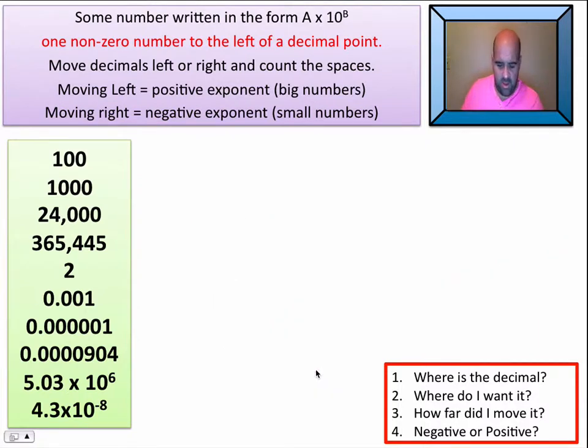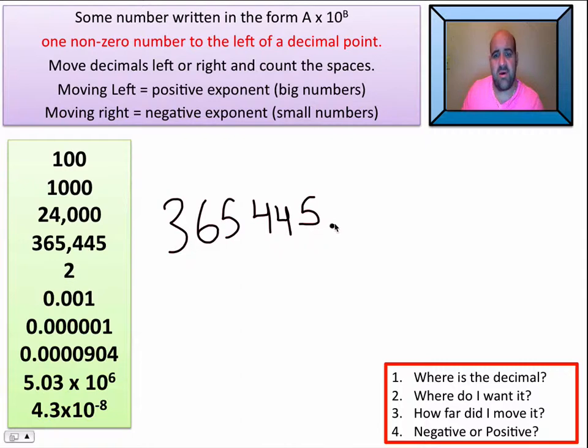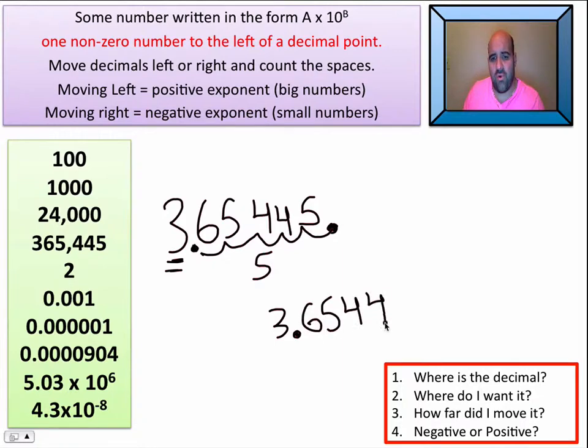And let's do that other number there. 3, 6, 5, 4, 4, 5. Number 1, where is the decimal? Well, it's here. We don't write it in, but it's assumed to be there. Where do I want it? There's only one number to the left of the decimal point, so I'm going to put this decimal here, so there's only one non-zero number to the left of it. So I'm going to move it 1, 2, 3, 4, 5 places. And I write that as 3 point, and these are all numbers I have to keep, 3.65445 times 10 to the 5th power. And that's how you would write that.